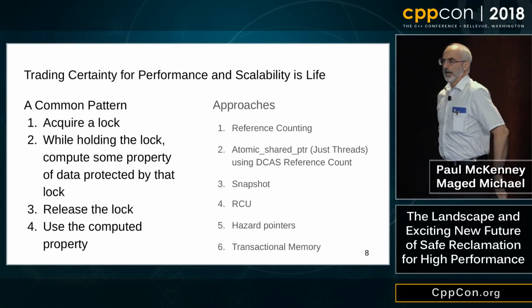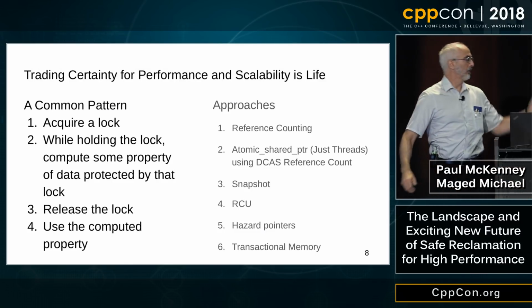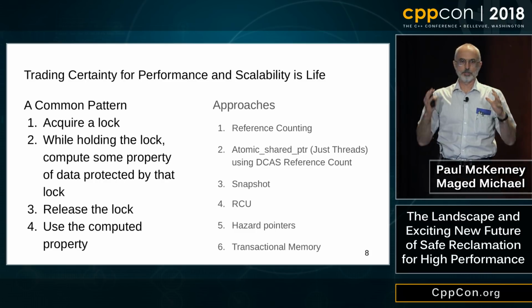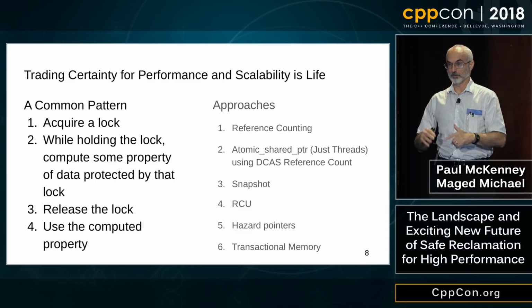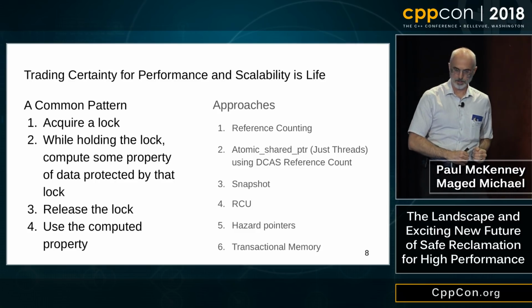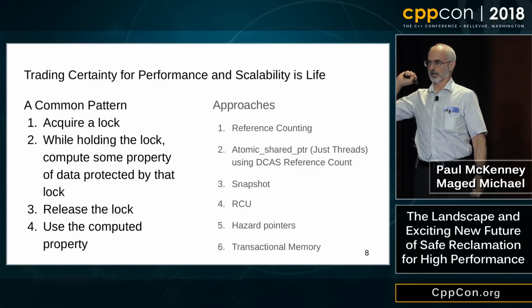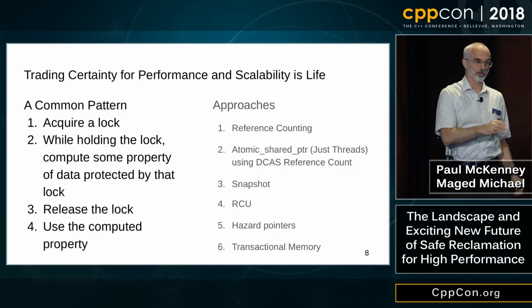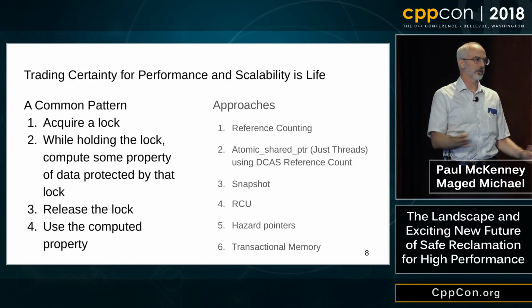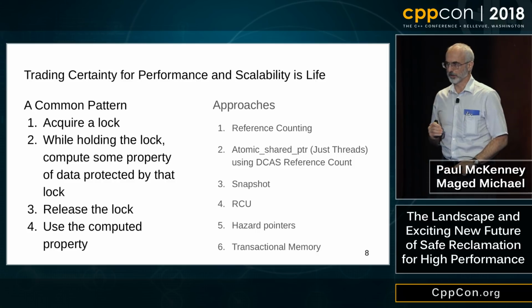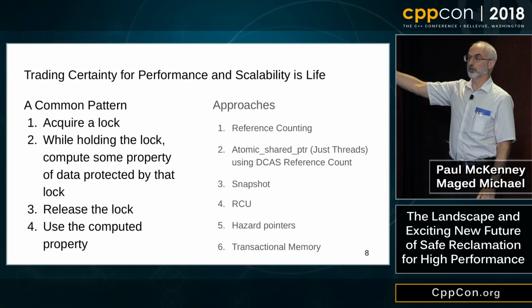And here's a common pattern that happens a lot. Okay, we require a lock. While holding that lock, we've got the state pinned down because people are playing nice and not messing with it unless they're holding the lock. So we compute some property of data protected by that lock. We then release the lock, at which point anybody else, anywhere in the system, could acquire the lock and totally change the data arbitrarily. Nevertheless, for some period of time after releasing the lock, we use the computed property.